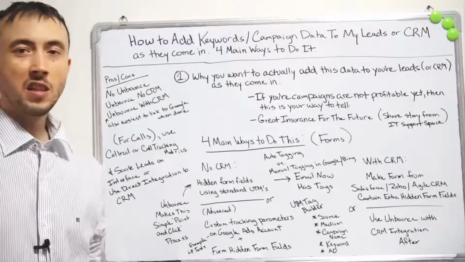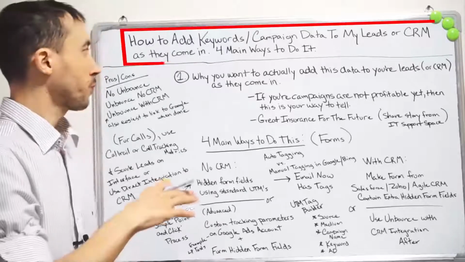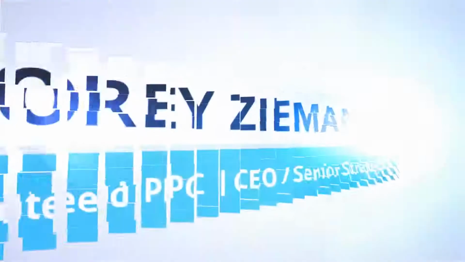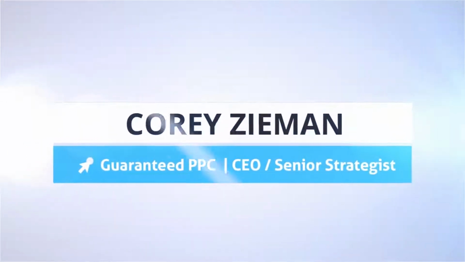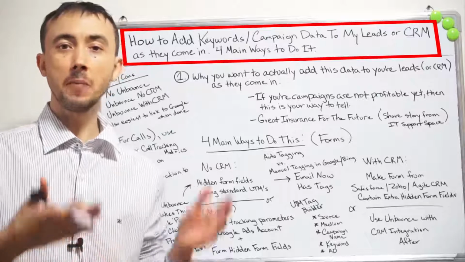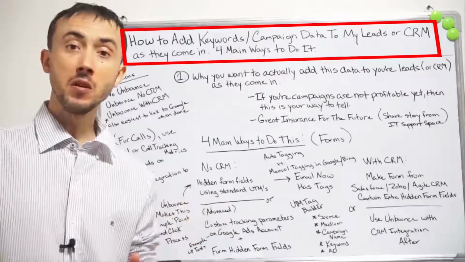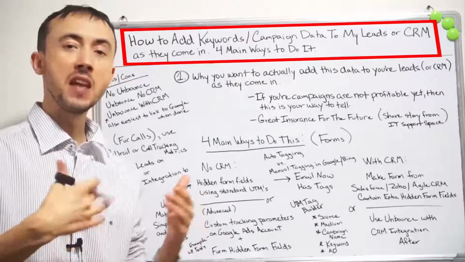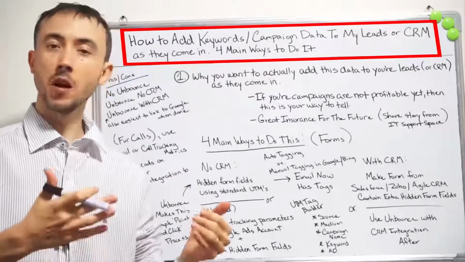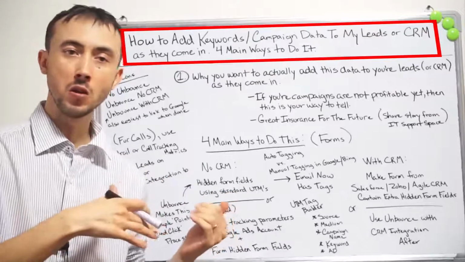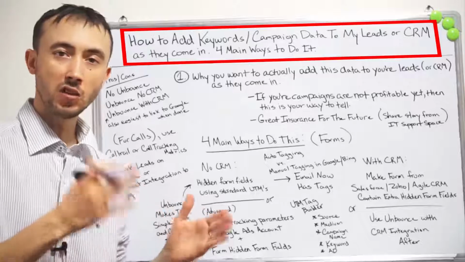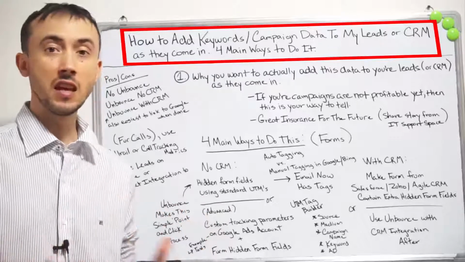Okay, in this video today, I'm going to talk about how to add keyword or campaign name data, or other metadata we'll just say, from the campaigns that you're running on Google and attach that to your leads as they come in.